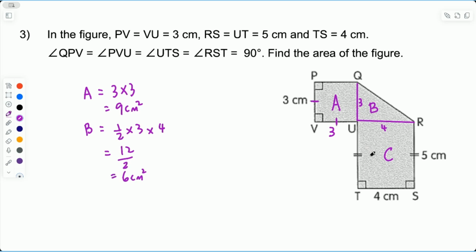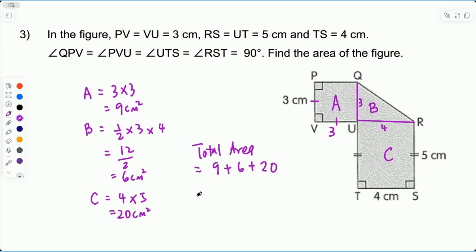Lastly, let's find the area of this rectangle, which we have labeled C. That will be 4 times 5. That gives us 20 cm squared. The total area of this figure will be 9 plus 6 plus 20. 9 plus 6 is 15. 15 plus 20 is 35. The total area is 35 cm squared.